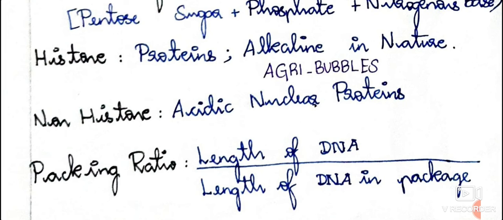So how is this lengthy and long DNA condensed in the nucleus? This is because of the packing ratio. The packing ratio can be calculated by the formula: the length of the DNA to the length of the package. For example, if the length of the DNA is 16,000 micrometer and it is packed at 4 micrometer, what turns out to be the packing ratio? So 16,000 micrometer divided by 4 micrometer gives 4,000. That is, the packing ratio is 4,000.